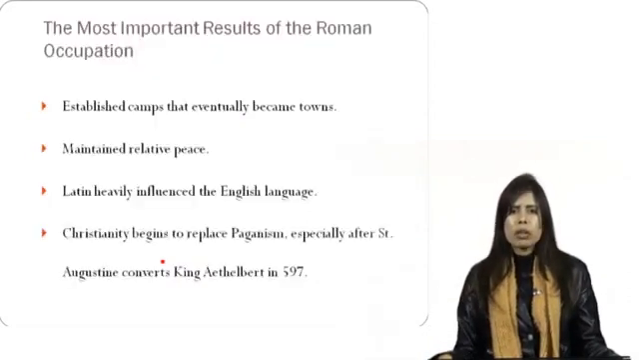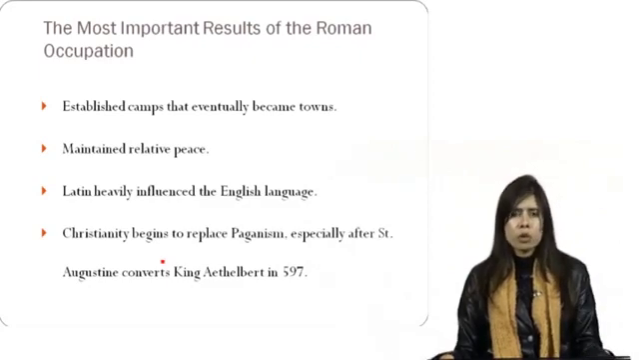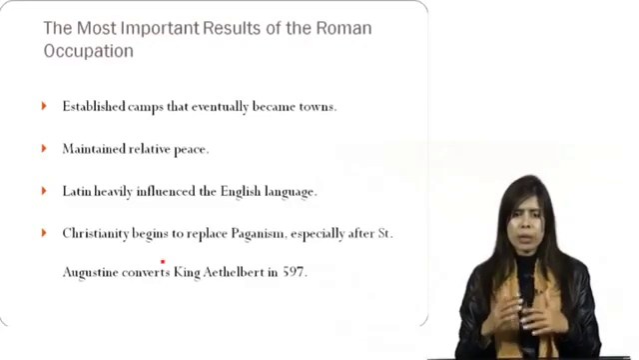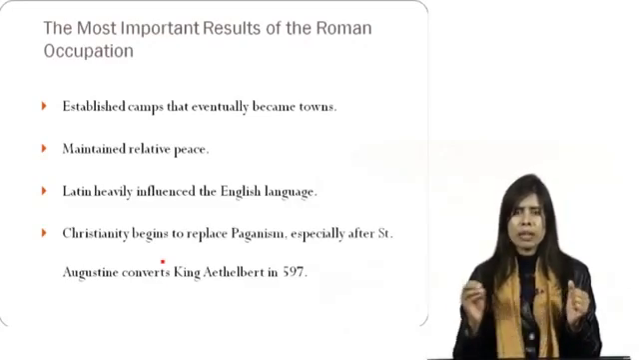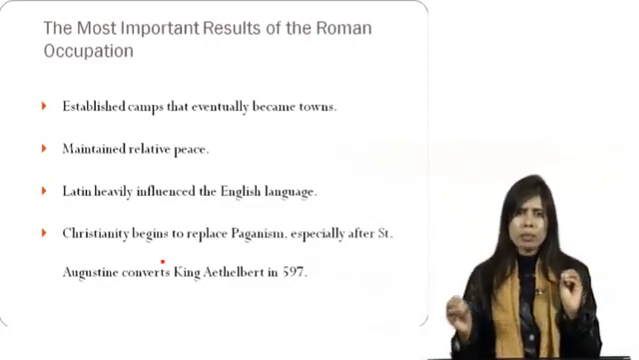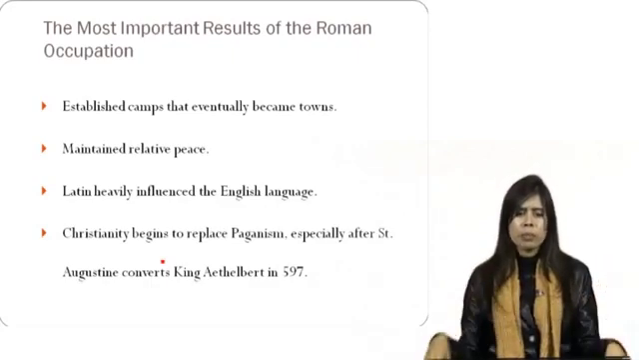So this is very much important, what are the results of the Roman Empire or the Roman rulers on that country, Britain. Fine. So my dear students, you can memorize these one by one as well: they established camps that eventually became towns. So basically they started with the camps, and with the passage of time these camps became towns.